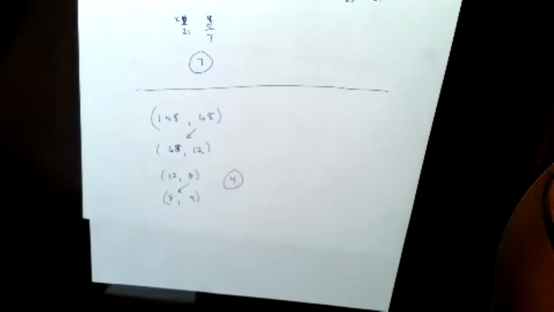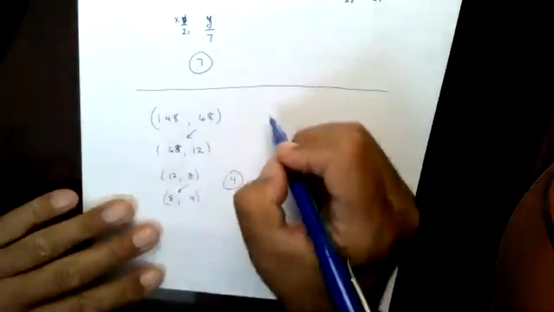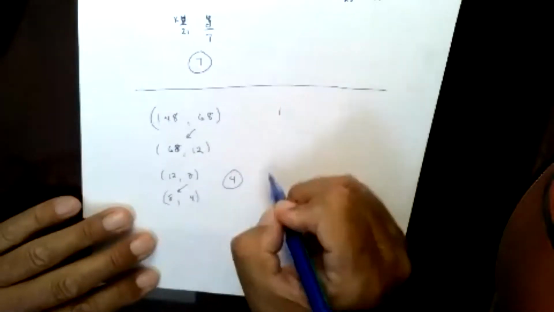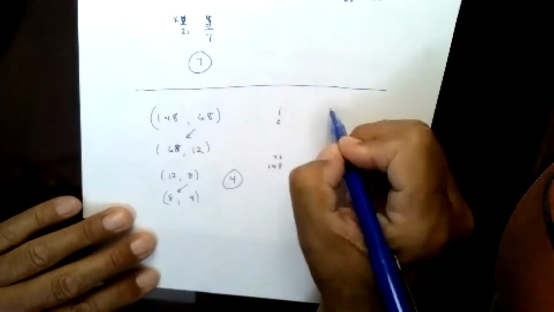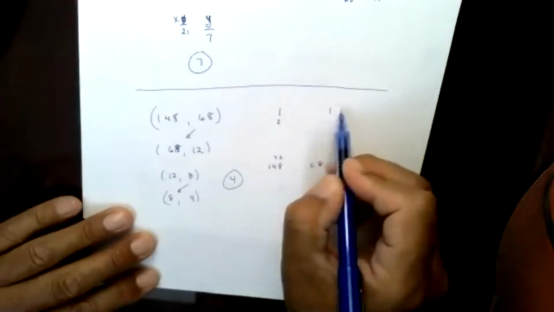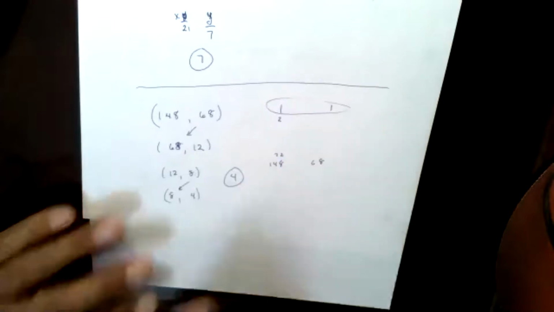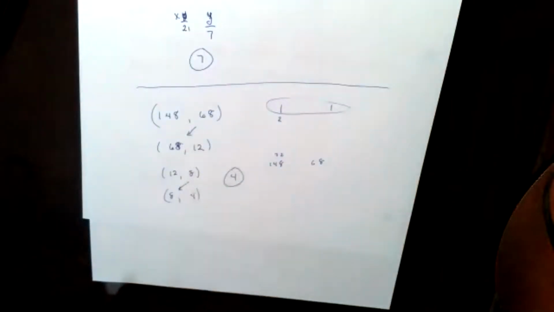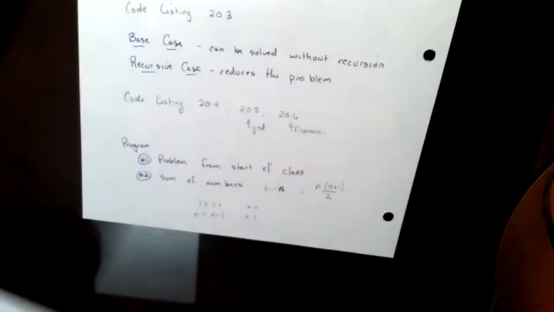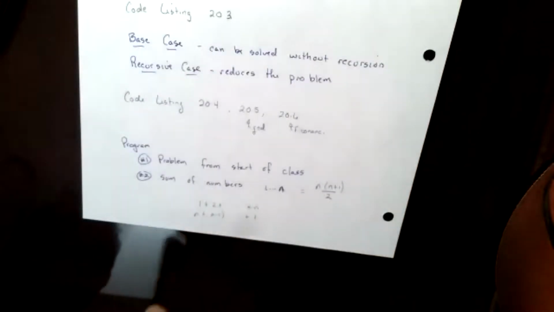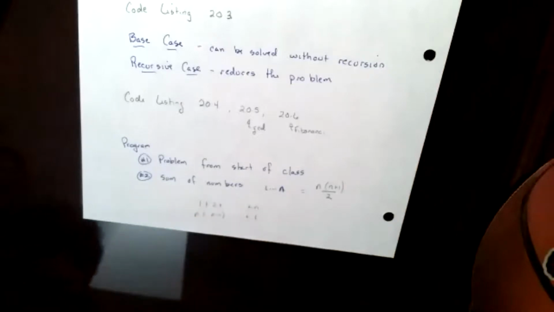That's better than going back to list all of the factors of 148, 1 and 2 and so on, all the factors of 68, circle all the common ones and find the greatest. Now this works much easier, especially once you have modulus down. Okay. Questions?